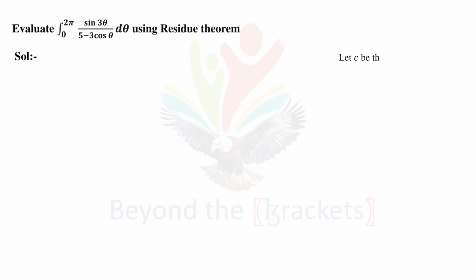Let C be the circle modulus of z equal to 1. Put z equal to e power i theta to get d theta as dz by iz, and cos theta will be z square plus 1 by 2z.